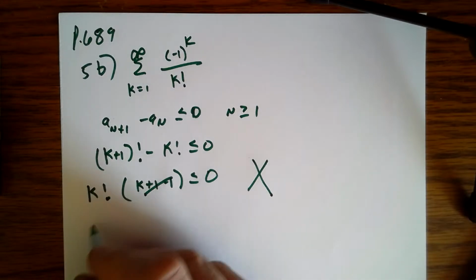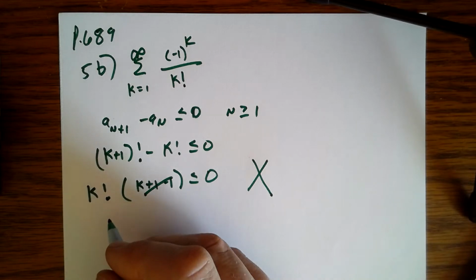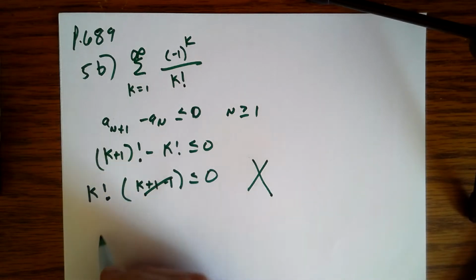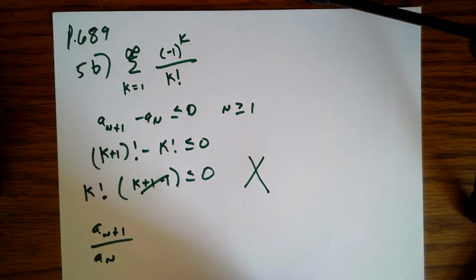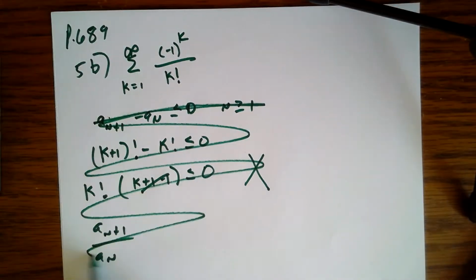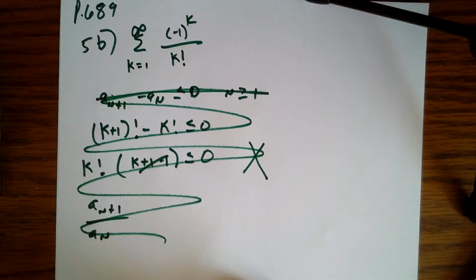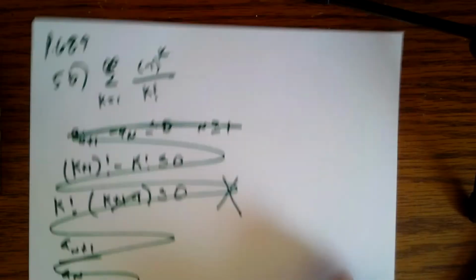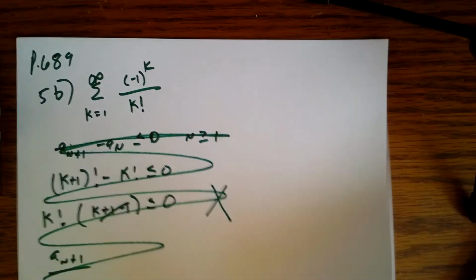But let's now take a look at the algebraic ratio test. The algebraic ratio test is a of n plus 1 over a of n. Oh. Seriously, people. What did I do here? Let's just pretend that didn't happen.